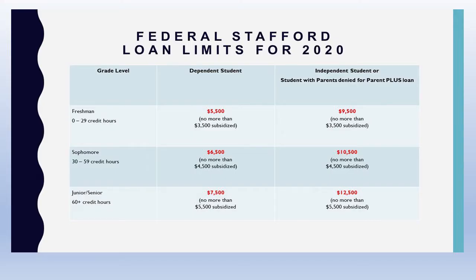So this is a chart that tells you what the loan limits are for your Stafford loan. As you can see, it's based on how many credit hours there are. If you're an independent student or dependent student, most students are going to be dependent students, or you can also look if a student is going to try to get independent status, or if a parent gets denied a Parent Plus loan, then they would also qualify for that amount. And then you can also see what the limits are for subsidized loans, but that would also be based on financial need, based on your FAFSA.